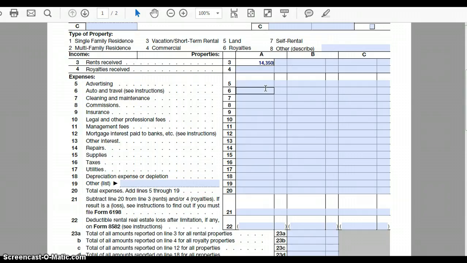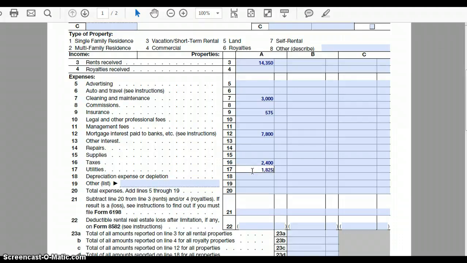And then we show the expenses that go along with that property. So let's see, cleaning, there was $3,000. Insurance, I believe that was $575. Mortgage paid to the bank, so mortgage interest, $7,800. And then let's see, there were also real estate taxes that would go on line 16, $2,400. And then utilities, I believe $1,825.